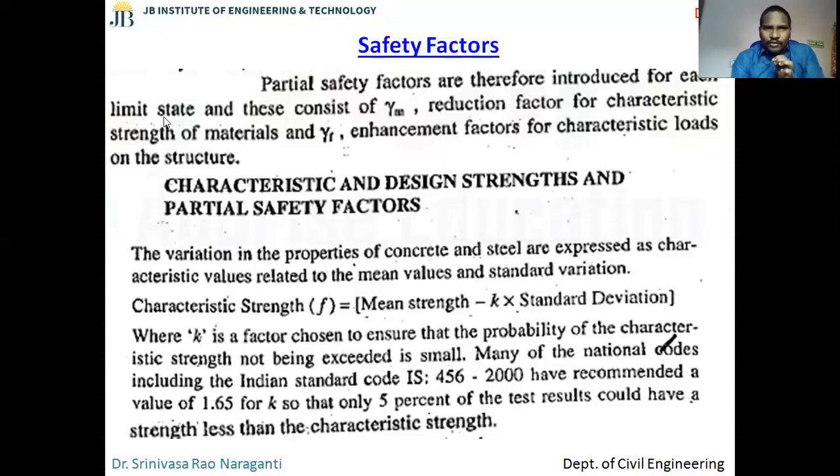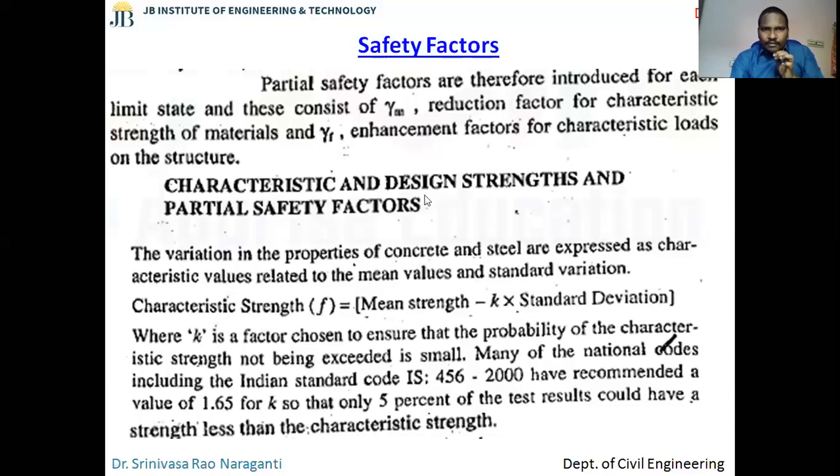Look at the notes here. I said gamma m is a safety factor. We use it as a reduction factor for materials, that means reduce the material value by gamma m. But gamma f is for the loads. For the loads, we use an enhancement factor, that means we multiply the loads by the partial safety factor. For the materials, we divide by the partial safety factor to get the design parameters.